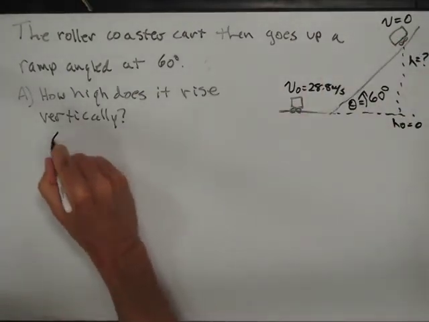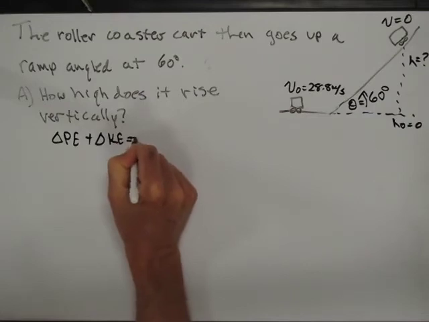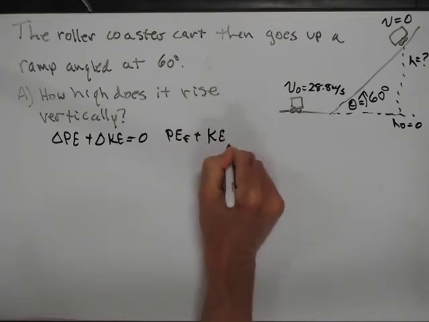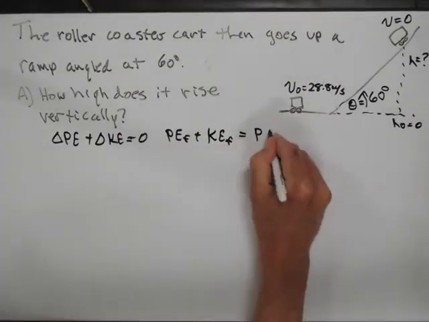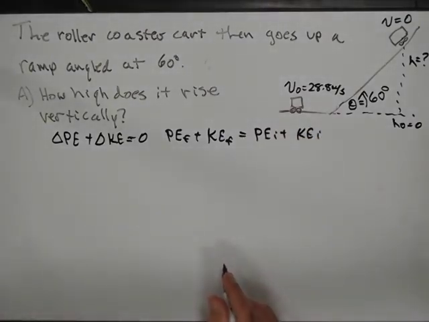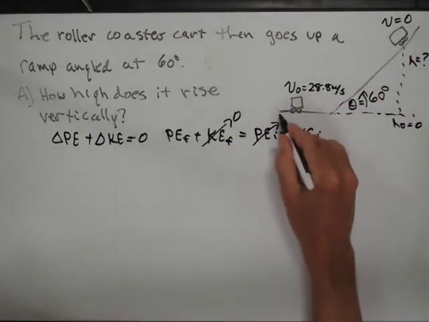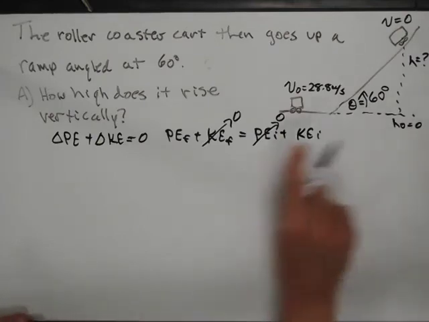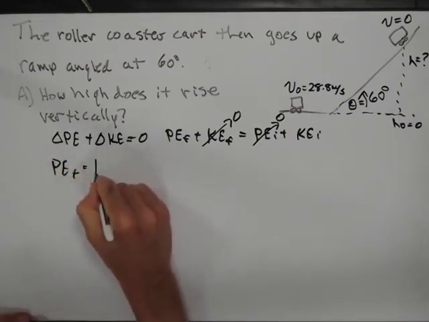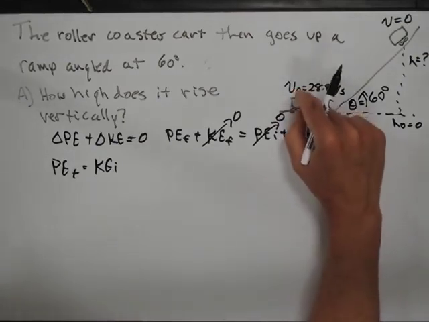Once again, I can say the change in potential energy plus the change in kinetic energy equals 0, or PE final plus KE final equals PE initial plus KE initial. And the final kinetic energy is 0 because it stopped. The initial potential energy is 0 because I chose the initial height to be 0. And so all I get is PE final equals KE initial.